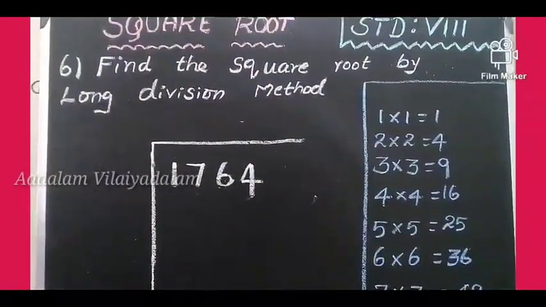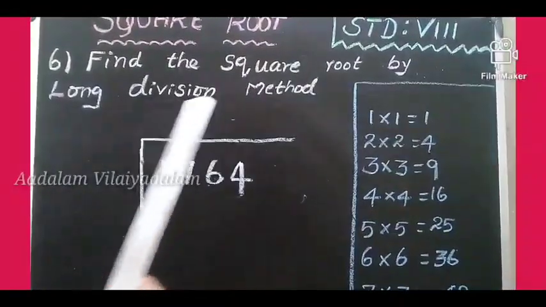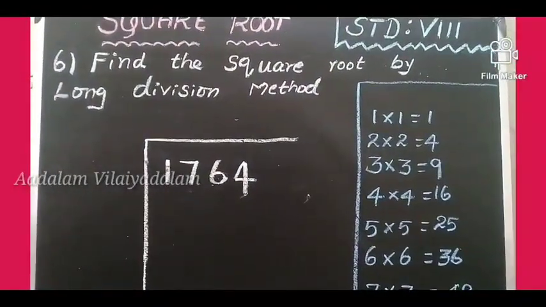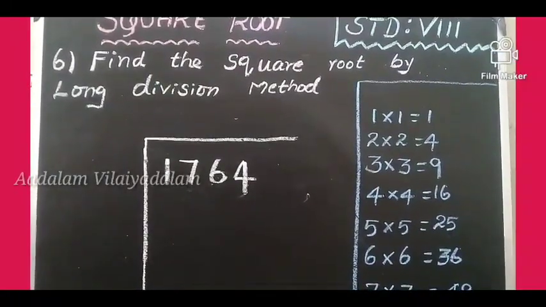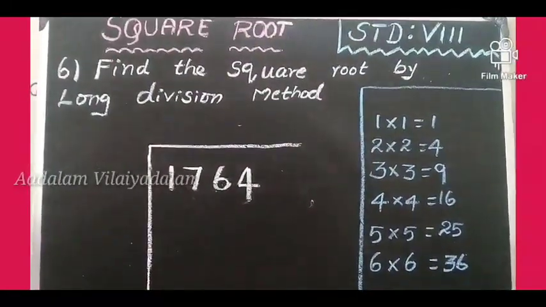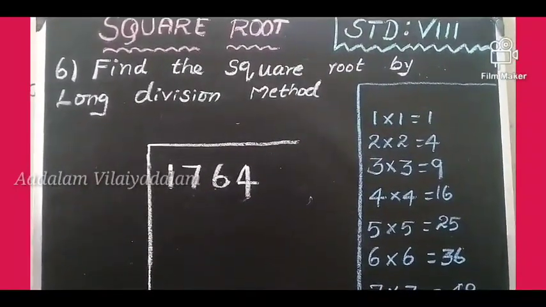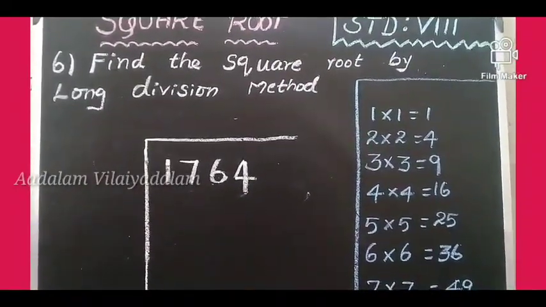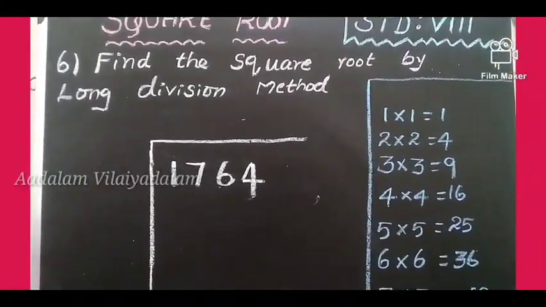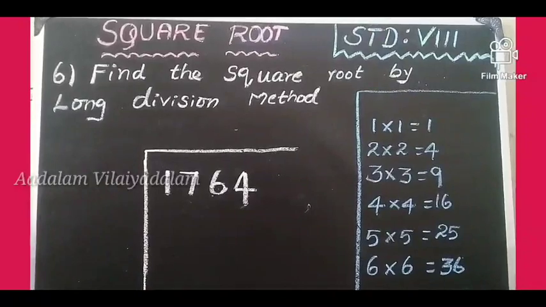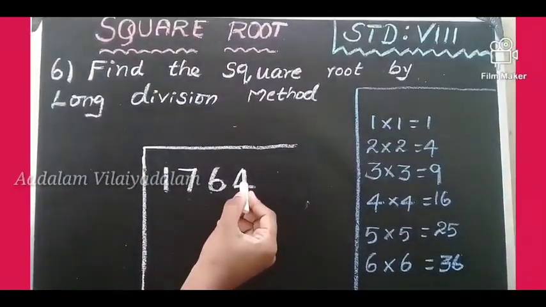Sixth question, find the square root by long division method. To find the square root, there are two methods. The first one is the prime factorization method. The second one is the long division method. So using the long division method, we can find the square root. Here the first step is to group the digits in pairs, starting with the digits in the unit place.